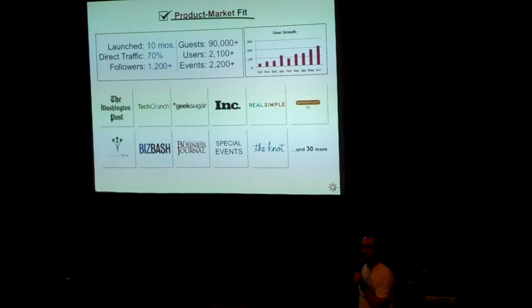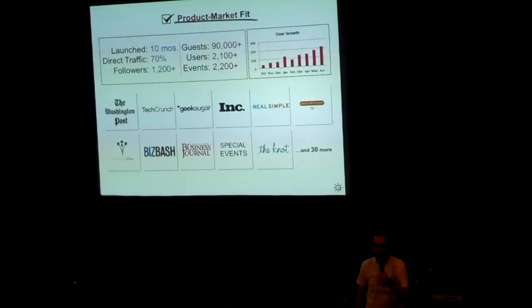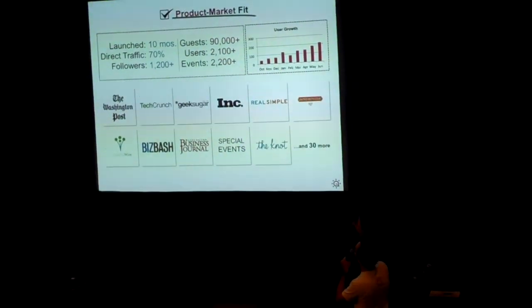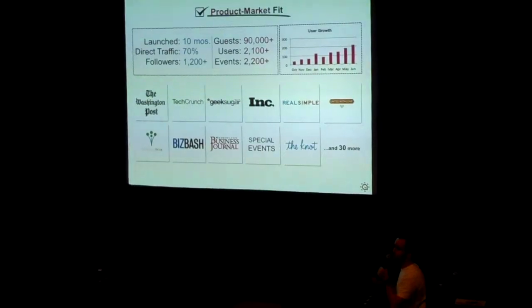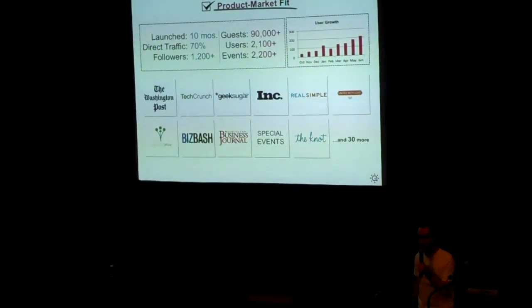70% of our traffic has been direct, which means people are going to socialtables.com directly. We've done nothing to bring them there. And our user growth is just rapidly increasing. In May, we hit 200. In June, we hit 250, and we're on a growth trajectory. And this is even before we launch the next version of our product next week.